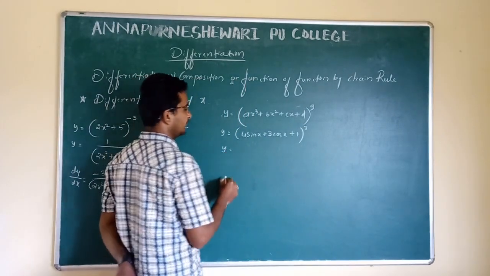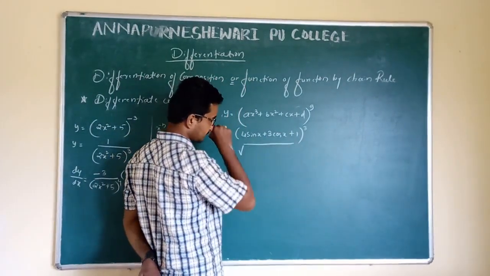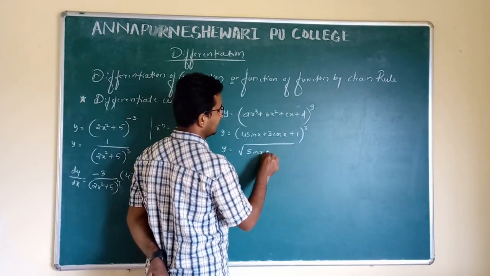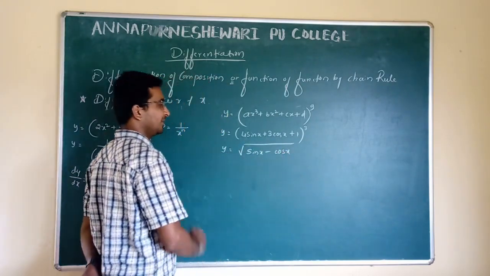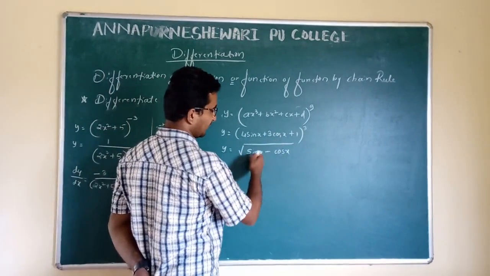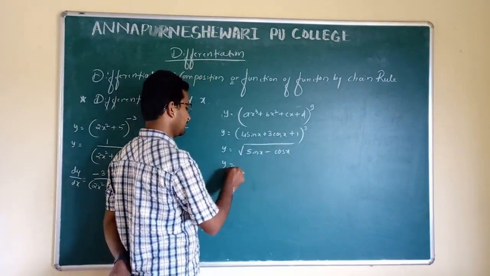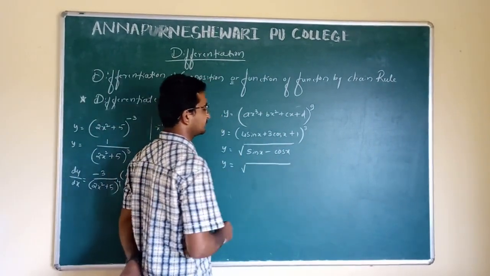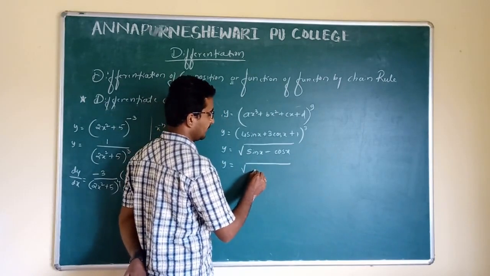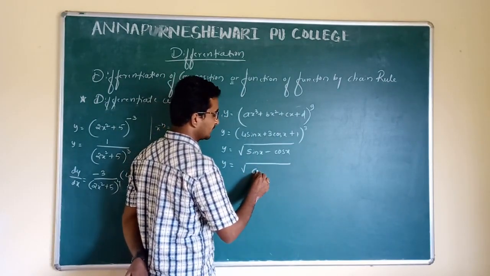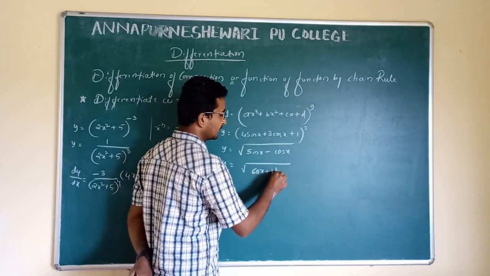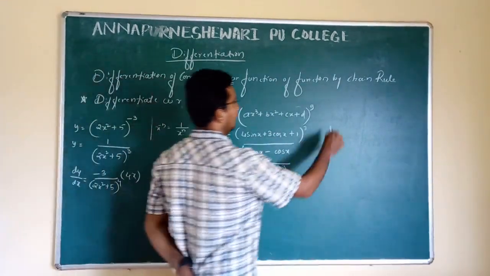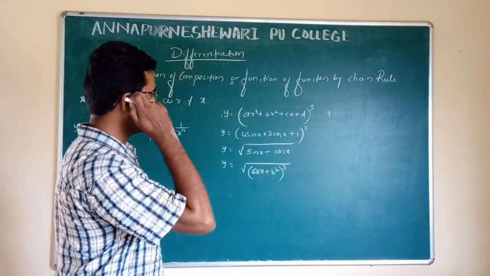Next one, y equal to root of sin x minus cos x. Here I am using a simple trigonometric function, nothing to be done, just take this as x, 1 divided by 2 root of x like that. Then I will go for the trigonometric functions in the next class. Then root of 6ax plus b square whole raised to 3. I will use some 6 to 8 examples to solve.